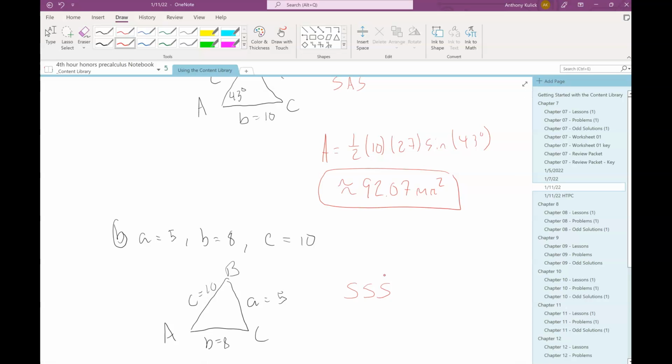Yeah. No! Oh, come on. What do I need to do first if it's a side, side, side situation? Check as soon as possible. I got to make sure it's even possible.